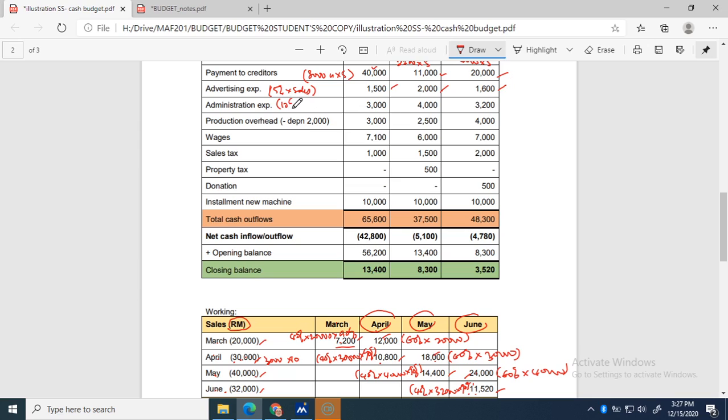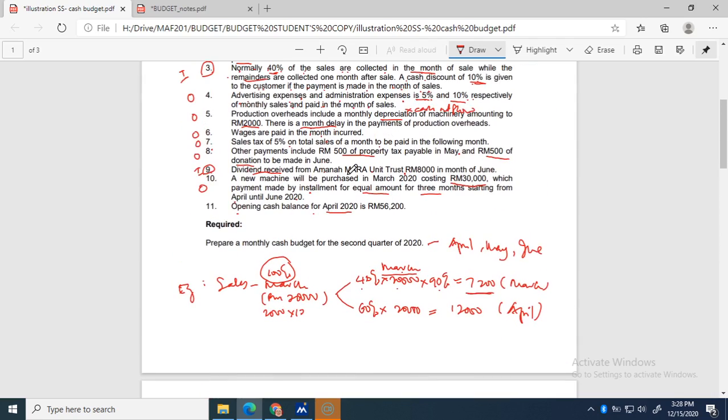Administration is 10% of sales. So sales in April is 30,000, so 10% times 30,000 is 3,000. 10% times 40,000, you get 4,000. From 32,000, you get 3,200. So that finishes number 4. Okay, now we refer to number 5.